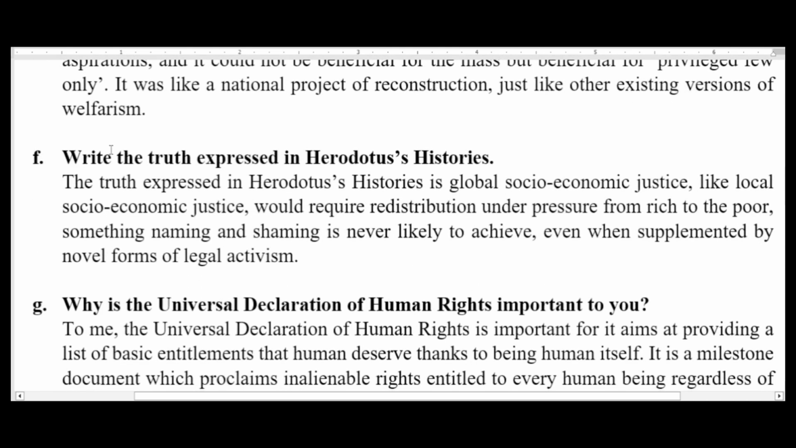Question number F. Write the truth expressed in Herodotus's history. The truth expressed in Herodotus's history is that global socio-economic justice, like local socio-economic justice, would require redistribution under pressure from the rich to the poor, something naming and shaming is never likely to achieve, even when supplemented by novel forms of legal activism.